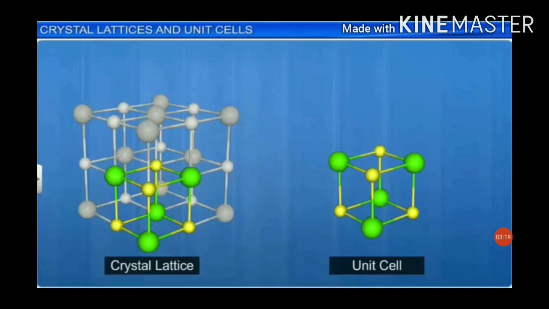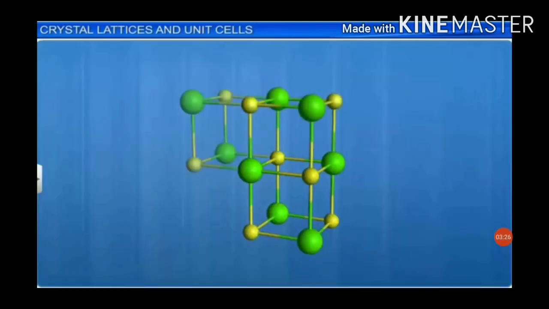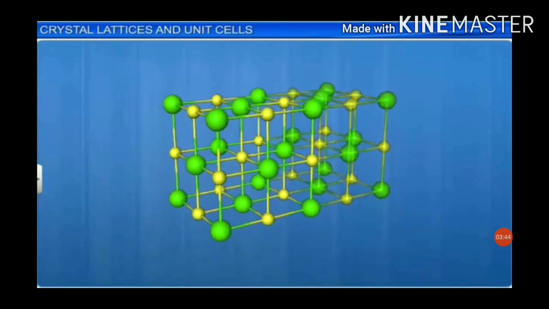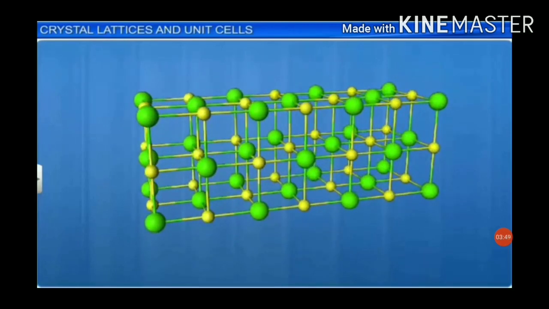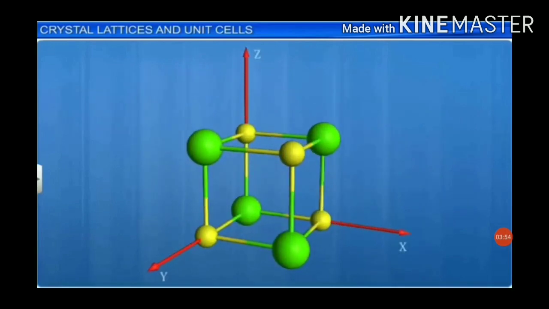Unit cells are defined as the smallest repeated portion of a crystal lattice. Thus, a unit cell represents the shape of the entire crystal and is repeated to form the crystal lattice. So we can conclude that a regular three-dimensional arrangement of particles in space is called a crystal lattice, and the smallest repeated portion of a crystal lattice is known as a unit cell.